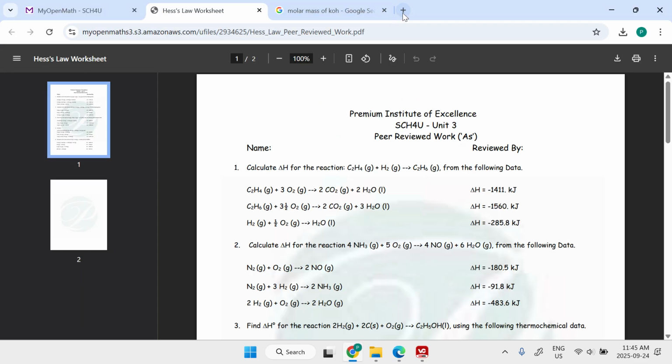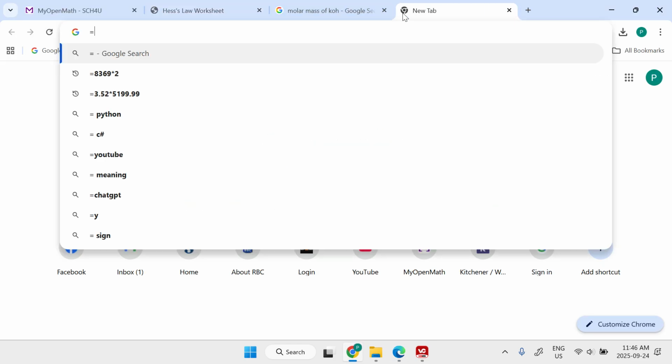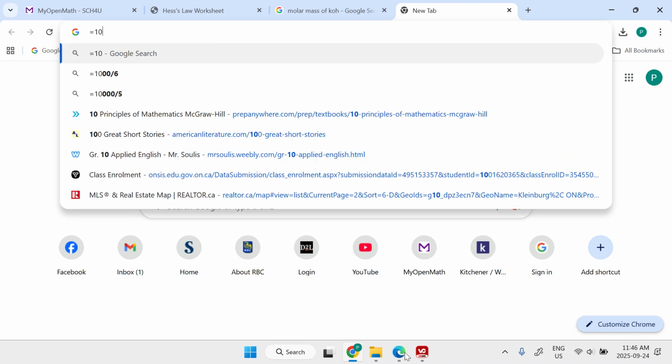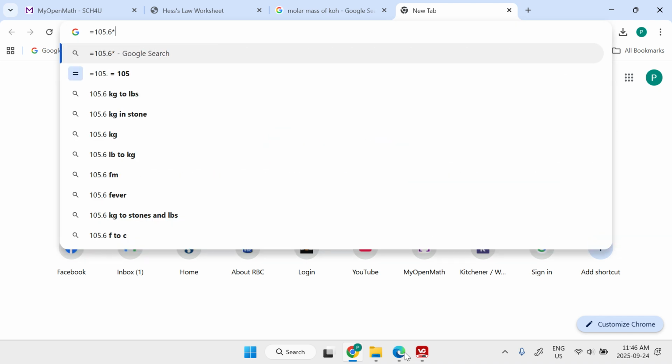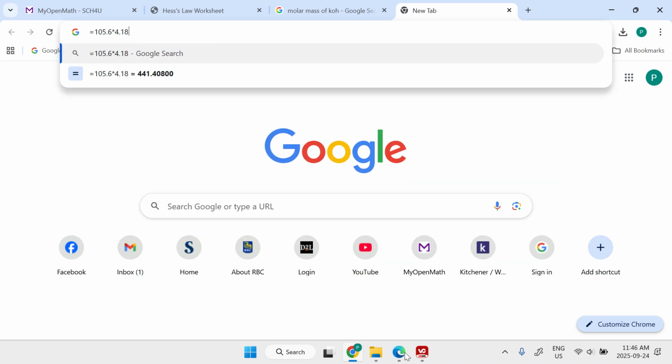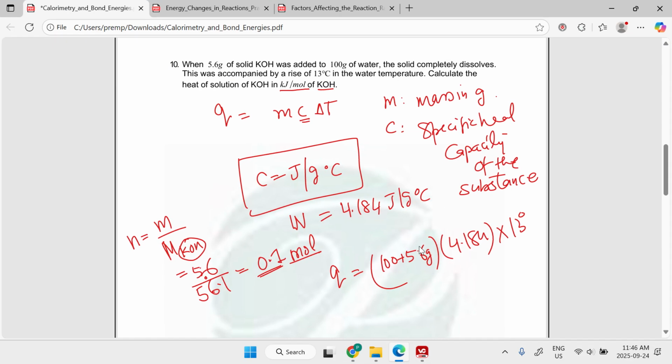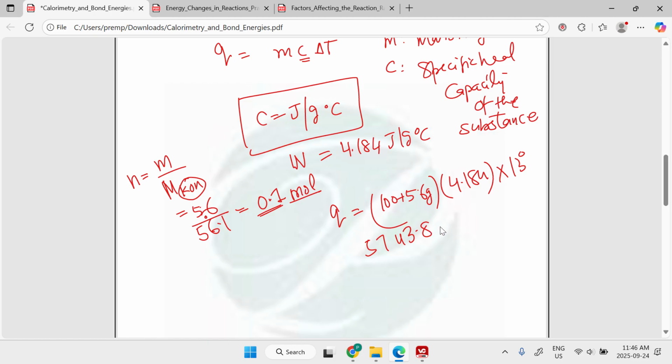Again, I just want to check on the internet what it gives me. So 105.6 times 4.184 times 13. It gives me a value of 5743.8 joules. And you can convert that into kilojoules.